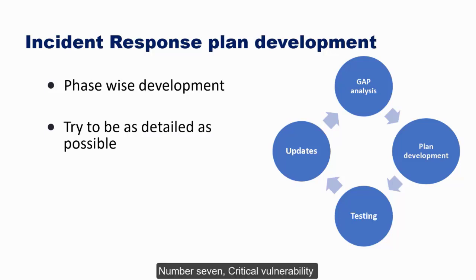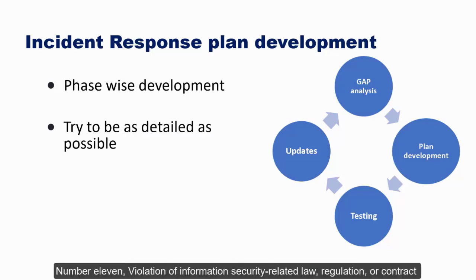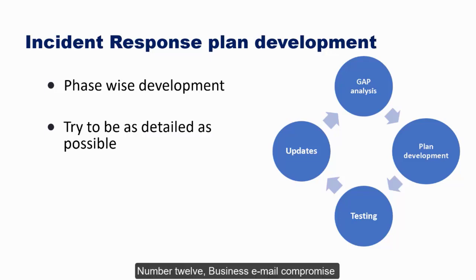Number 7, critical vulnerability. Number 8, externally reported vulnerability. Number 9, DOS attack. Number 10, unauthorized access. Number 11, violation of information security-related law, regulation, or contract. Number 12, business email compromise.